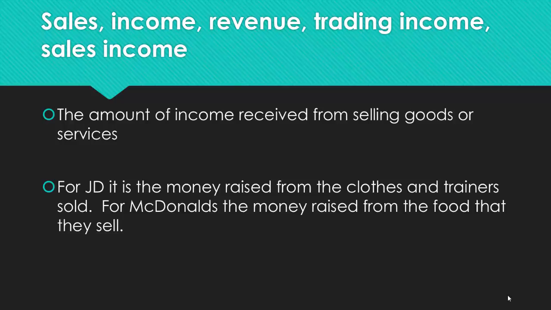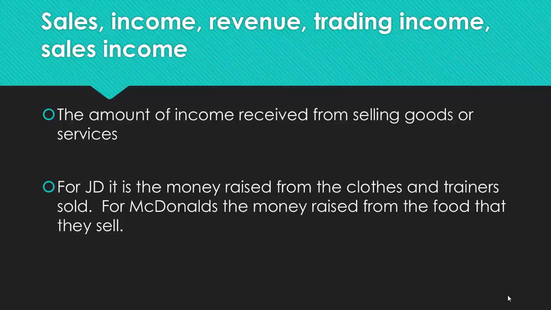So the money that a business gets over the counter from its customers, all the money coming into its business, that's its sales, that's its income, that's its revenue. For an example, a business such as JD, all the clothes, all the trainers that they sell, that is their revenue. So when we add all of that up, that's the revenue for the business. For a business like McDonald's, it's the food, it's the drinks that they sell. When that's all added up, that's their trading income, their sales income, their revenue, whatever you want to call it. But all the money coming in, that's what we're talking about when we're using any of these terms, all the money that's coming into a business.